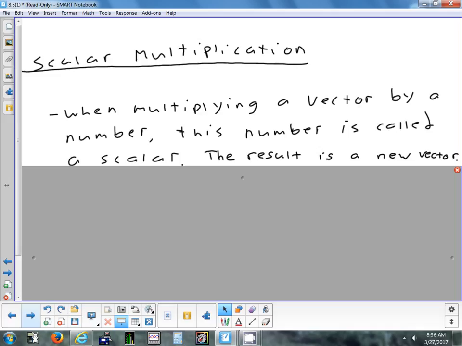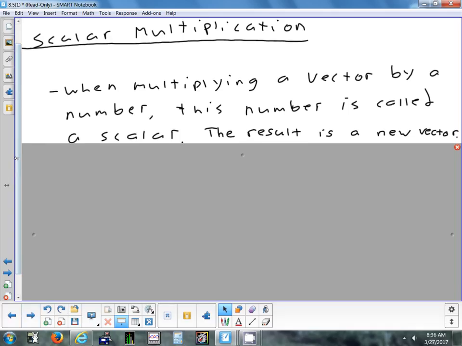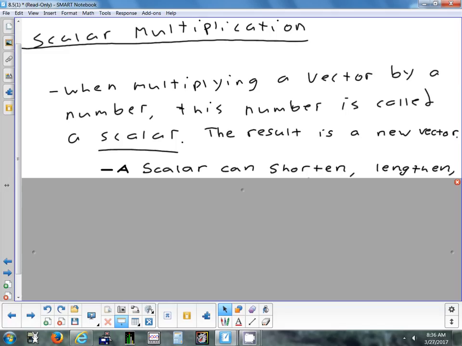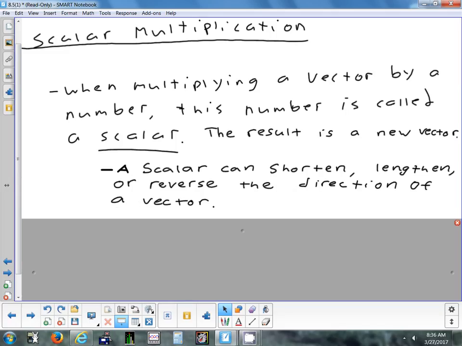But there's one more thing that can happen with vectors if we multiply them by a number. They can get longer, they can get shorter, and one more thing. They could stay the same if you multiply by 1, but I'm thinking something else. Yeah? They can change direction. How would they change direction? If you multiply it by a negative, it would change the opposite direction. Yep. So a scalar can do three things: make it longer, shorter, or it can change the direction.